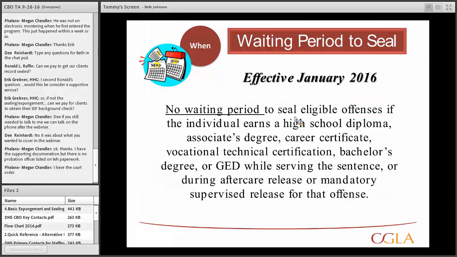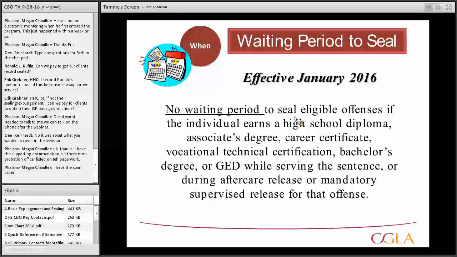This is a really exciting development that happened again this year: effective January 1st, if you receive a degree, a diploma, a certificate, a GED while serving your sentence, while you're on probation, while you're on parole, while you're incarcerated, you can negate the waiting period to seal eligible offenses and be immediately eligible after you're done with your sentence. So again, this was a very recent change in the law. It's only been about 9 months.